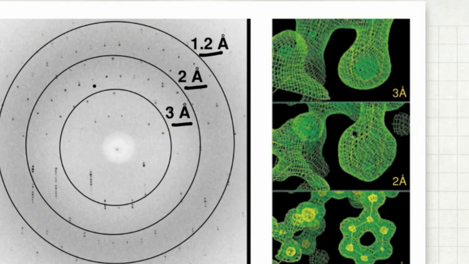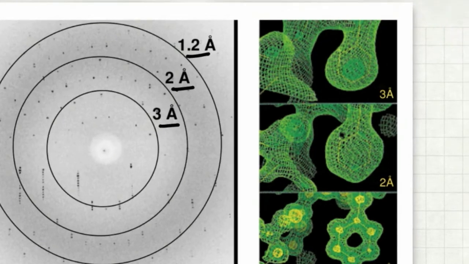At 3 angstrom, some more details. Sorry, at 1.2 angstrom you can see more detail. At 2 angstrom, less detail, and at 3 angstrom, less detail, right? So here, if we convert this diffraction pattern into an electron density map, the right-hand side image, that's the electron density map, right?